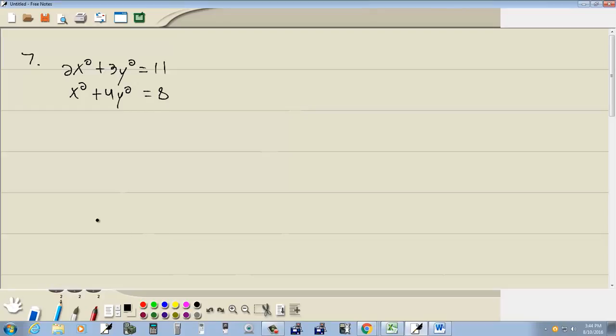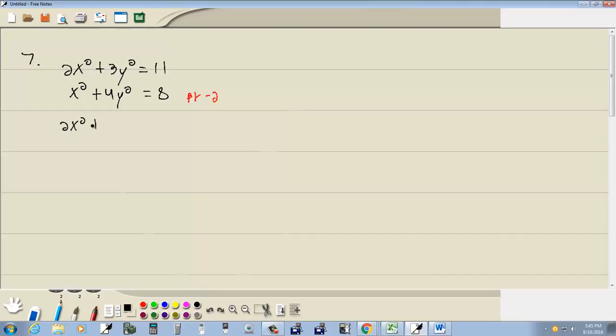Okay. If you remember what we tried to do before, we tried to eliminate one of the variables by making sure that if one's a positive 2, for example, the other one's a negative 2. That's called additive inverses. Here, I'm going to eliminate the x's. That'd probably be the easiest. So I'm multiplying the second equation by negative 2.